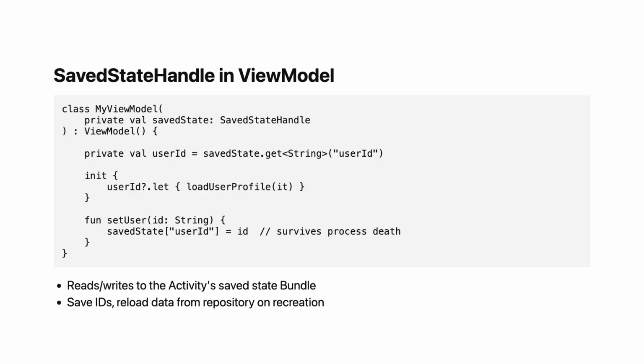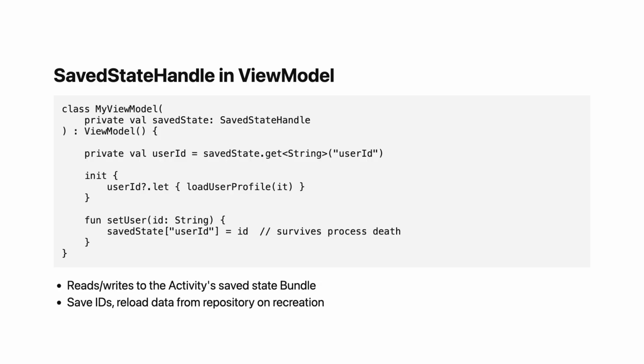The saved state handle survives process death because its contents are serialized to the activity's bundle. So now your view model can hold state that persists across both configuration changes and process death. You read and write to the saved state handle using key-value pairs, just like a bundle. The pattern is: save IDs and small state in saved state handle, and use those IDs to refetch data from your repository when the view model is recreated after process death.